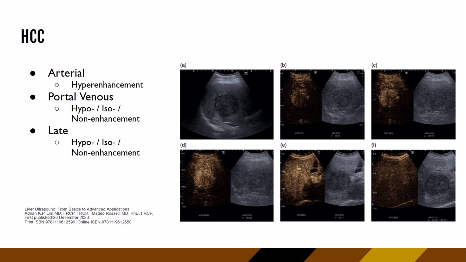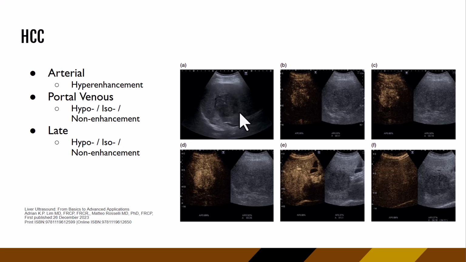All right, so to finish up this lecture, let's go ahead and take a look at some different examples of using contrast in the liver, kidney, and thyroid. These first ones of the liver are from a book called Liver Ultrasound from Basics to Advanced Applications by Adrian Lim and Matteo Rosselli. It's a really, really good book. There's tons of great information in there if you want to learn more about liver ultrasound and using contrast, and tons of videos that go along with it as well. I wanted to share some of their pictures with you. I hope you check out their book to see more of them.